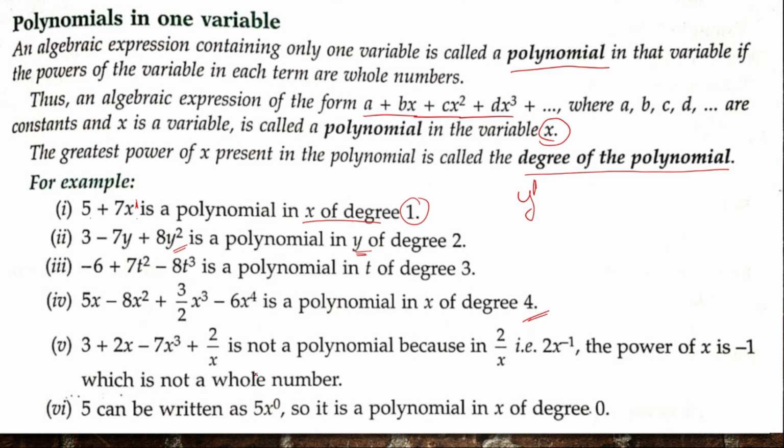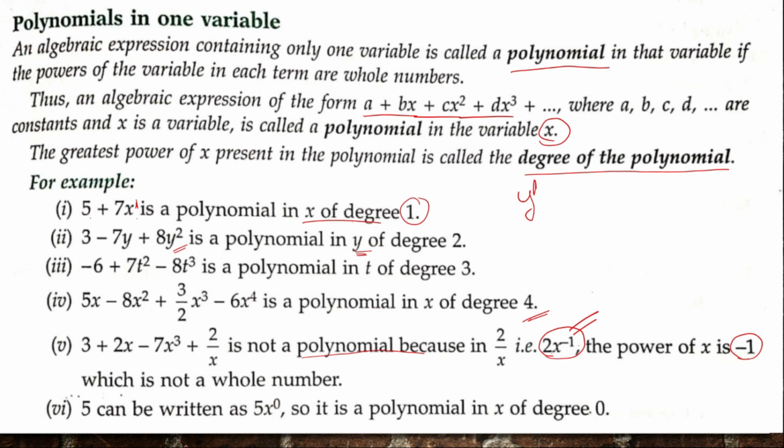In number 5, you can see 3 plus 2x minus 7x cube plus 2 by x is not a polynomial, because 2 by x is x to the power minus 1. If you have done exponent and power very well, then you understand why it is written x to the power minus 1 here. I have made a separate video on the topic exponent and power. If it is unclear to you, you can go to that video and clear your doubt. So the power of x is negative, which is not a whole number.